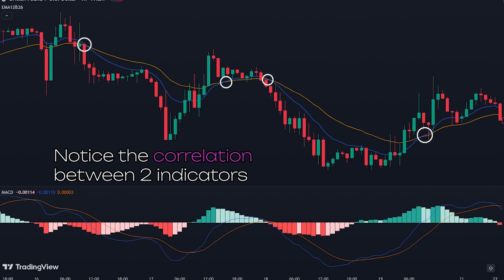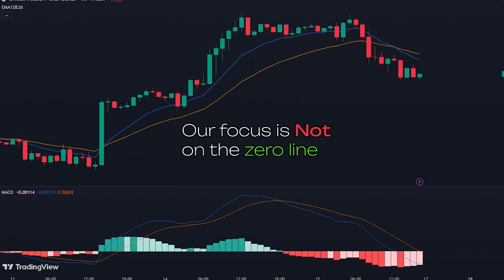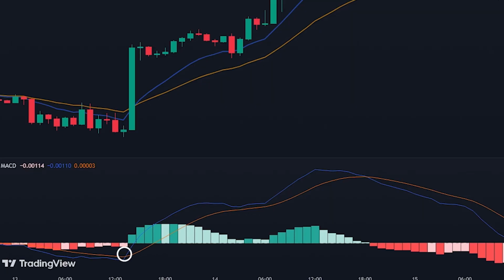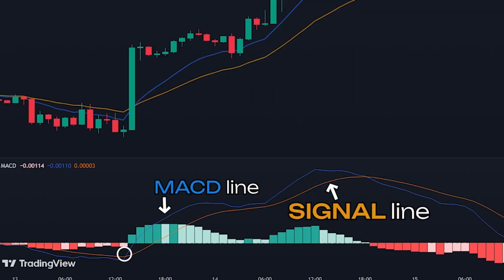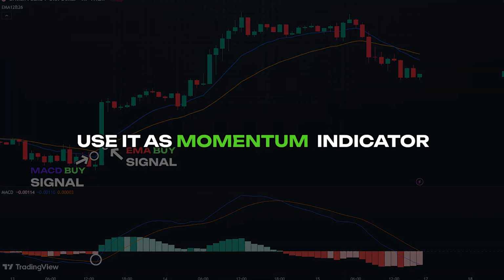Notice the correlation between the two indicators. Whenever there is a crossover on the moving averages, a corresponding crossover occurs on the MACD, but it's between the MACD line and the zero line. However, it's a crucial note that our focus on the MACD is not on the zero line, but on the crossover between the MACD line and the signal line. And so, as you can see, the crossover on the MACD gave a much earlier entry signal compared to the crossover on the moving average. That's why it's better to use it as a momentum indicator.